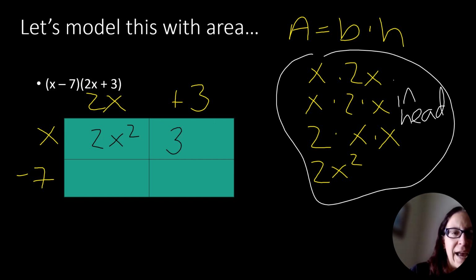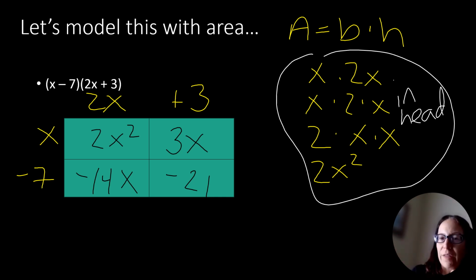So 3 times x is 3x. Next box down, we have a height of -7 and a width of 2x. 2 times -7 is -14, so that is -14x. And then in the last one here, +3 times -7 is -21. And just like in the example where we had the 3 by 7 rectangle, we have to add up all the individual areas to get the area of the whole thing.